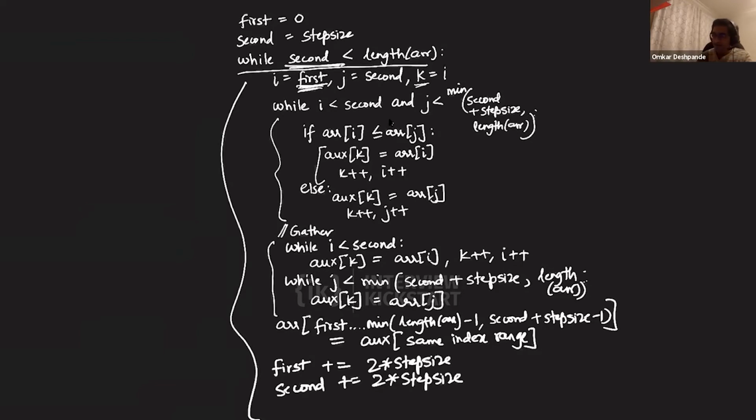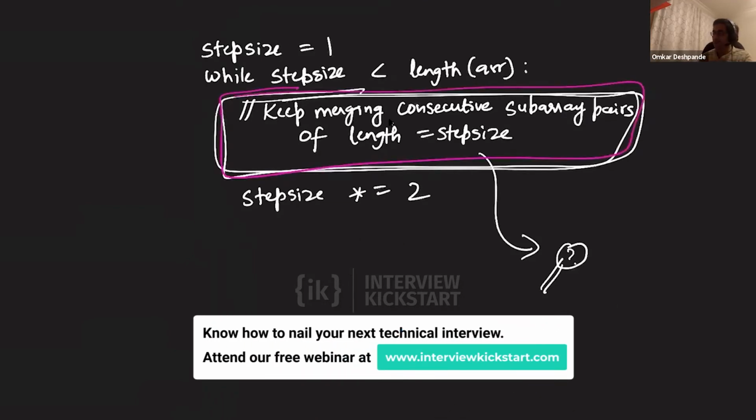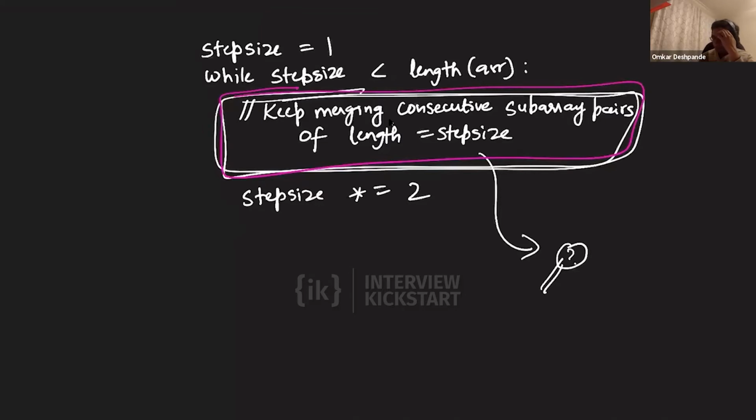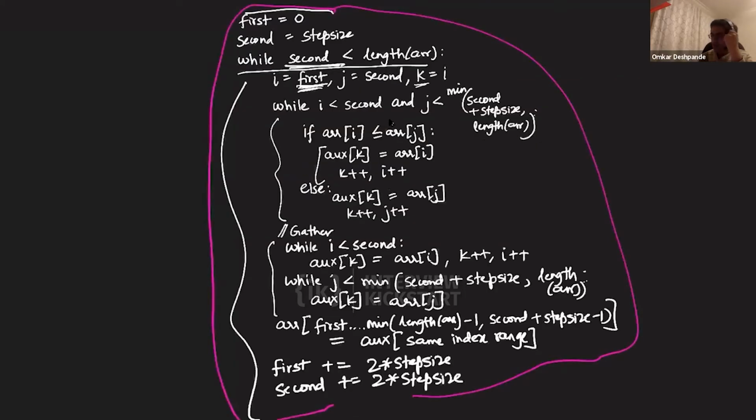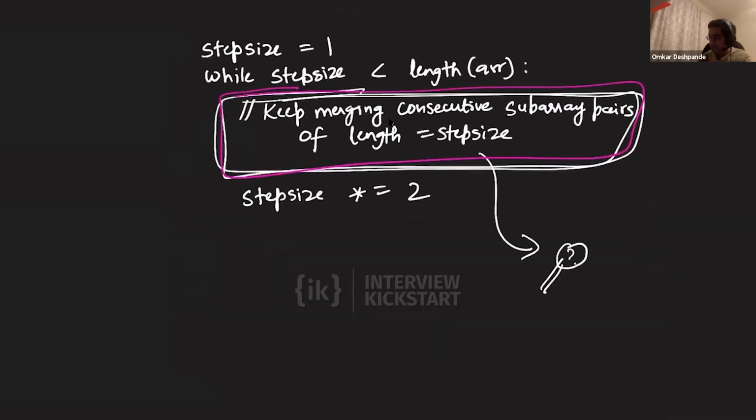So this entire code, let me actually color code it in pink. This entire piece of code is going to fit here. So just outside the while loop here, when we exit, when the second value becomes greater than the length of the array, that means we reach the right endpoint here. We are going to multiply the step size by a factor of 2, indicating that we are going to the level above.